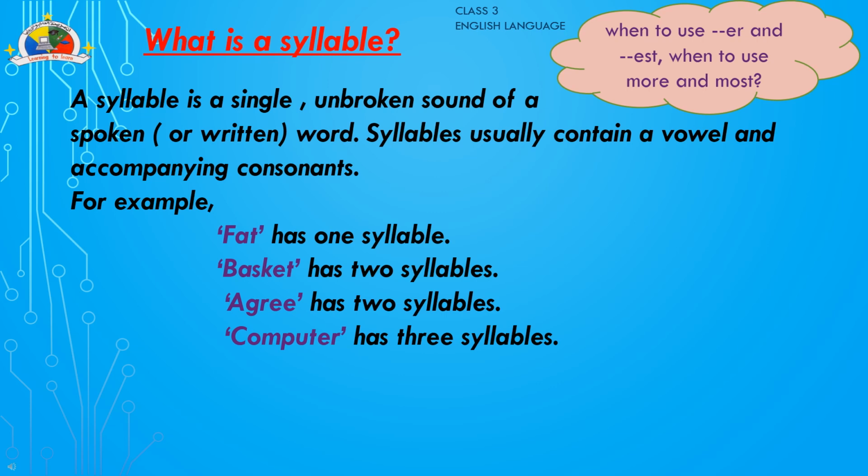For example, fat has one syllable. Basket has two syllables. Basket. Agree has two syllables. Agree. Computer has three syllables. Computer. So a syllable is a unit of pronunciation. The number of times that you hear the sound of a vowel is the number of syllables in a word. So remember the number of times you hear the vowel.